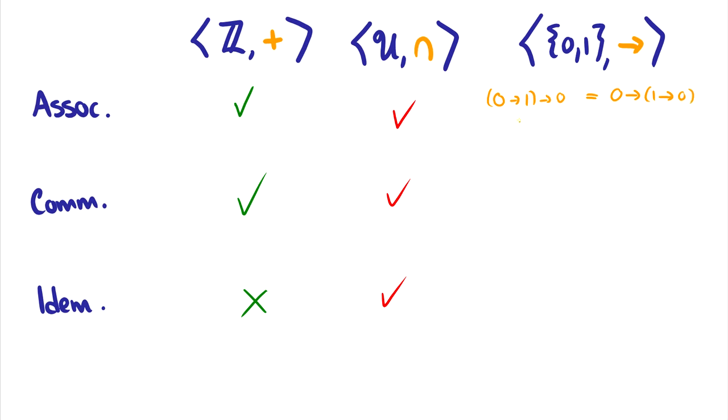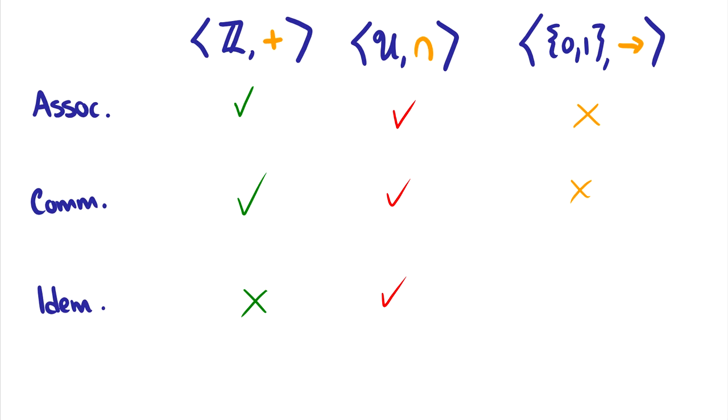So 0 arrow 1 is 1, so on the left side we end up with 1 arrow 0. And on the right side we have 0, and then we have 1 arrow 0, and we know that's false, so it's 0. So is 1 arrow 0 equal to 0 arrow 0? Well, 1 arrow 0 is 0, 0 arrow 0 is 1. These are not the same. So conditional on truth values is not associative. Is it commutative? So is 1 arrow 0 equal to 0 arrow 1? The answer is no, because 1 arrow 0 is 0, and 0 arrow 1 is 1. Therefore, it is not commutative.